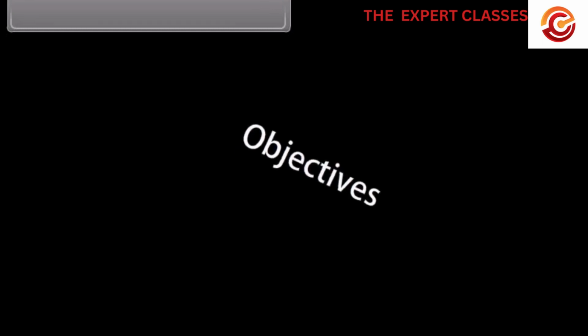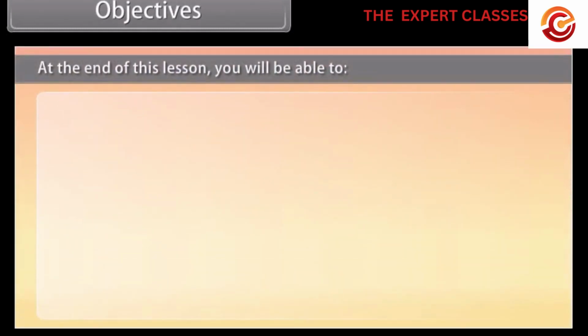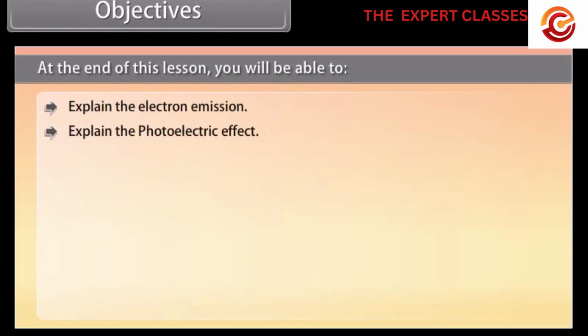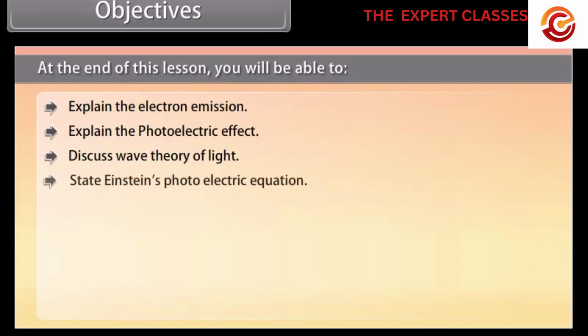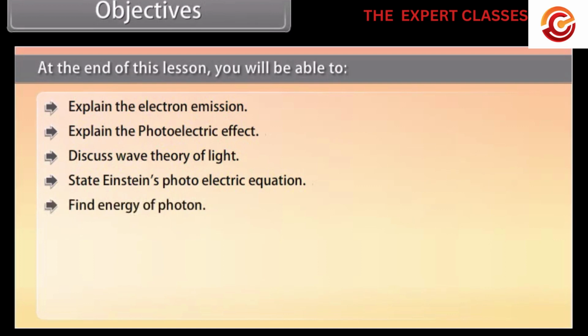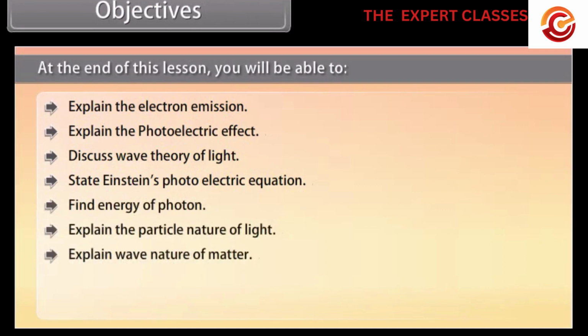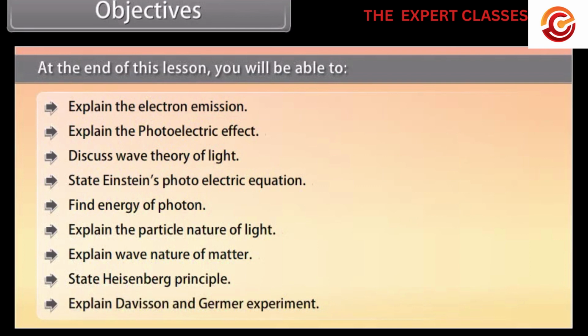Objectives. At the end of this lesson, you'll be able to explain electron emission, explain the photoelectric effect, discuss the wave theory of light, state Einstein's photoelectric equation, find the energy of a photon, explain the particle nature of light, explain the wave nature of matter, state the Heisenberg principle, and explain the Davisson and Germer experiment.